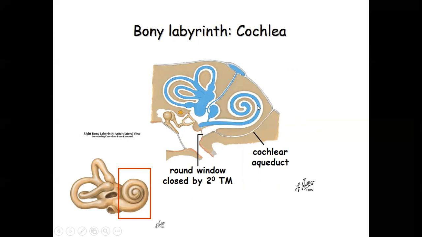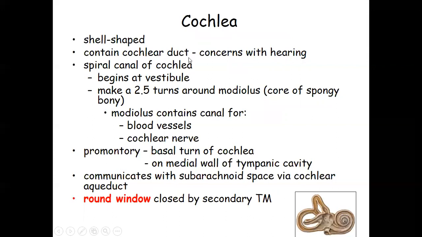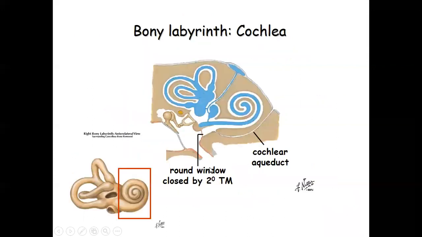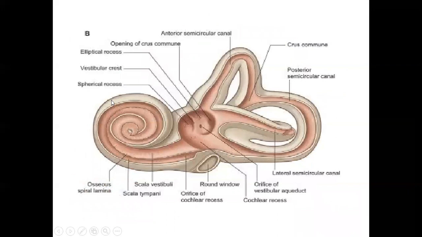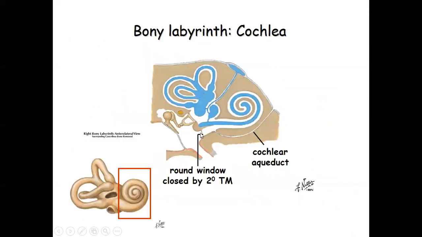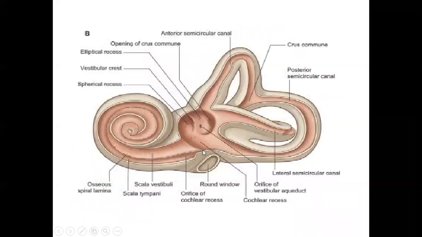Inside the cochlea, we have the cochlear duct. The blue color structure here is actually the cochlear duct. You can see here, this is the cochlea, and this is the round window, covered by the secondary tympanic membrane that I showed just now. You can see here in the spiral form, the osseous spiral lamina.